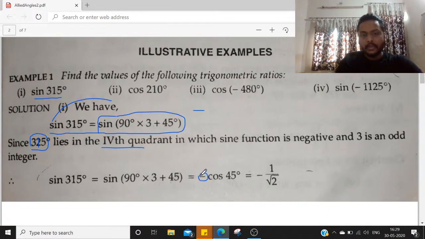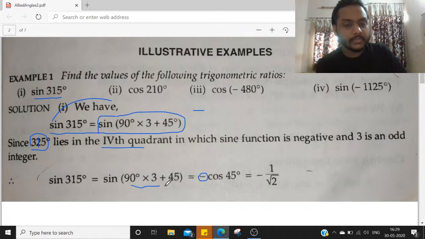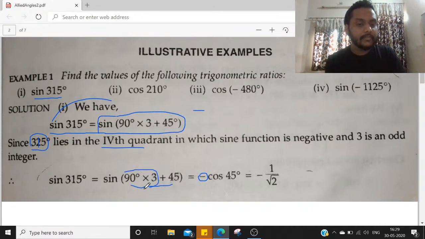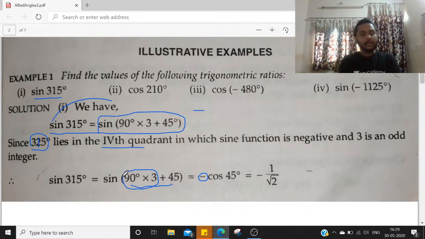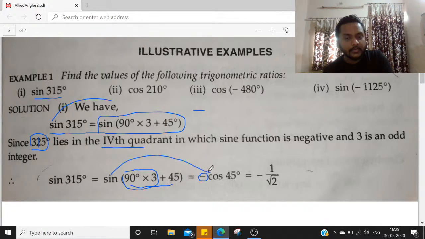Because your sine is negative in the fourth quadrant, you can see that here I have first of all mentioned the minus sign. After mentioning this minus sign, I have 90 times 3 plus 45, which means I have the odd multiple of 90, and because I have the odd multiple of 90, I will be changing my sine to cos. Are we clear with this, guys?